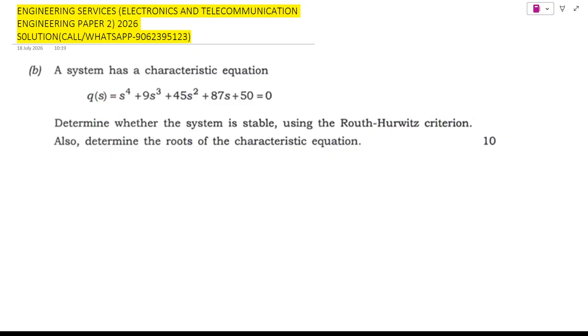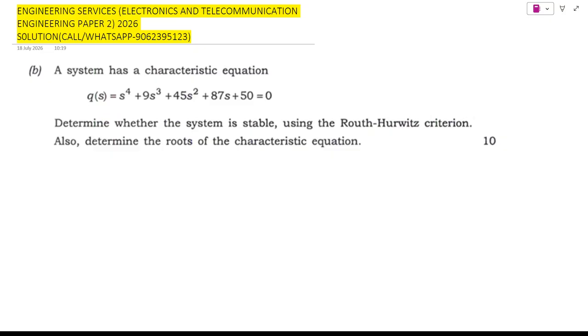An important observation about ESE is that whenever you see a characteristic equation, you immediately think of two things: stability and the pole locations. And today's question beautifully combines both. Now, before solving, let me remind you a golden theory.